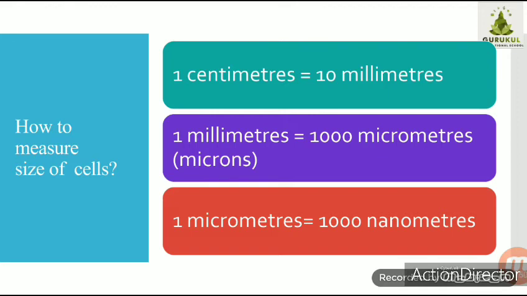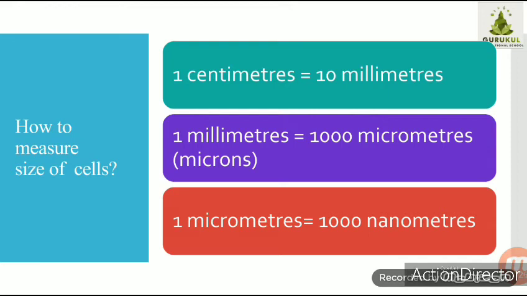So, the object on a glass is magnified. You can say expanded or magnified. Lenses are there which magnify the object many times, by the lens of the microscope. Now, how to measure the size of cells then? As we are saying, the size of a cell is very small. We cannot observe it through the naked eye. Then how to measure the size of the cells?